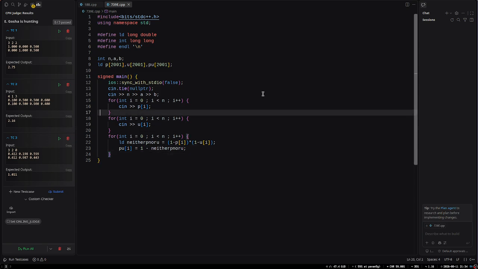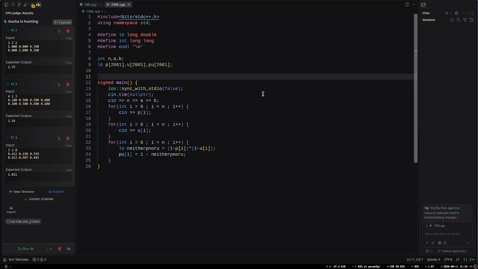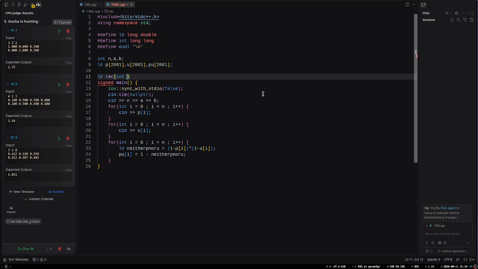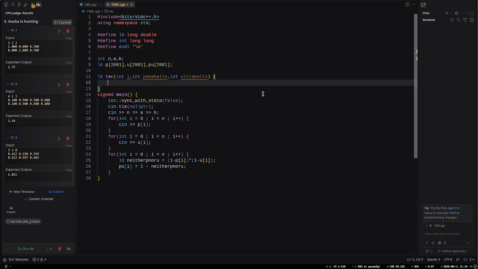Now we need to do the DP stuff. So I'll be writing LD recursion int. Do we need something else? Only DP, right? Yeah. I'll be taking some level i, and let's say initially we have Pokeballs equal to this Pokeballs count. Now we have two count dimensions. Let's see how to solve this. And int Ultra Balls. Ultra Balls are these many.